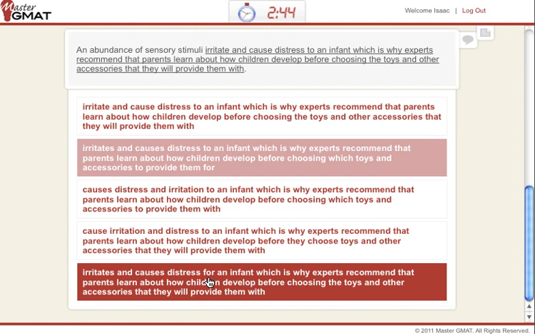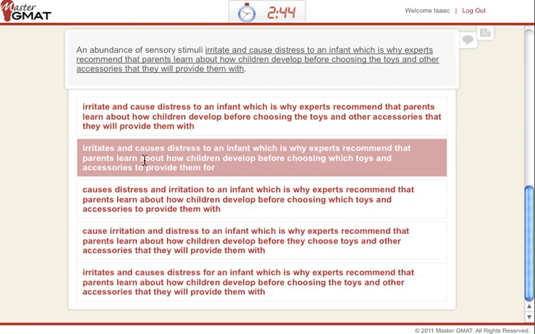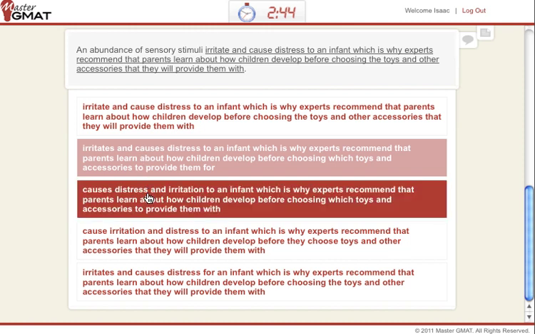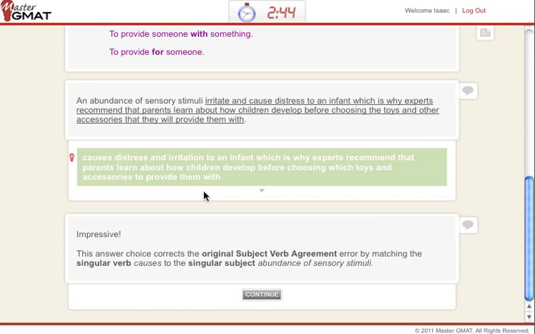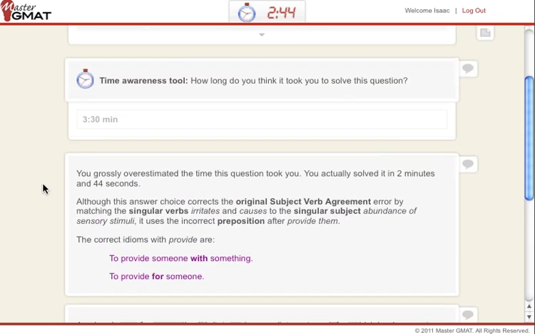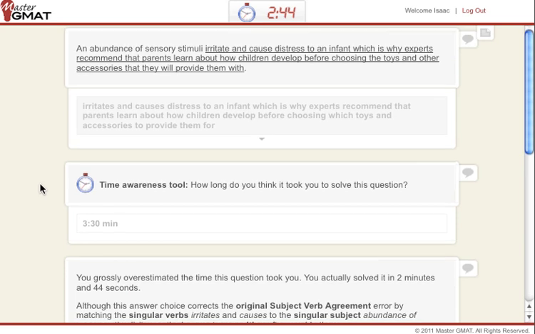Again, to cause something for, well, specifically to cause distress for versus to cause distress to. Now the correct idiom is to cause distress to, not to cause distress for. Click on that. That is indeed the correct idiom. You have to be really careful with idioms because people take things for granted with idioms. It's often hard to spot those kind of errors.